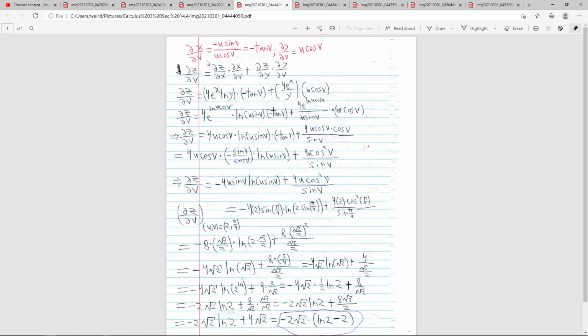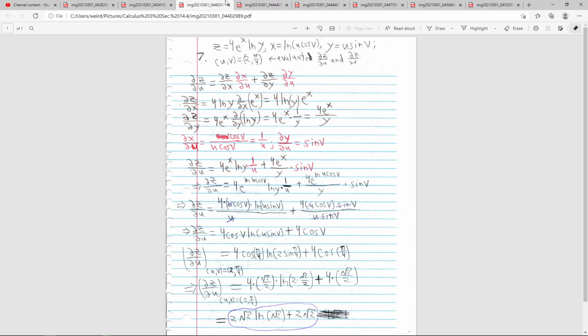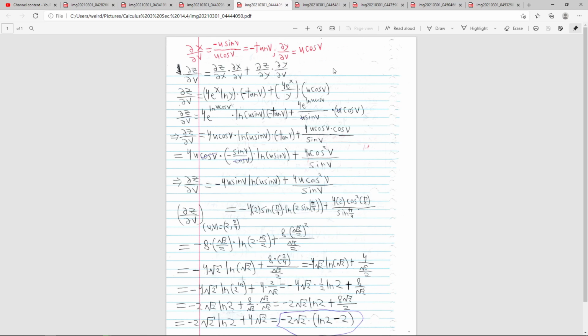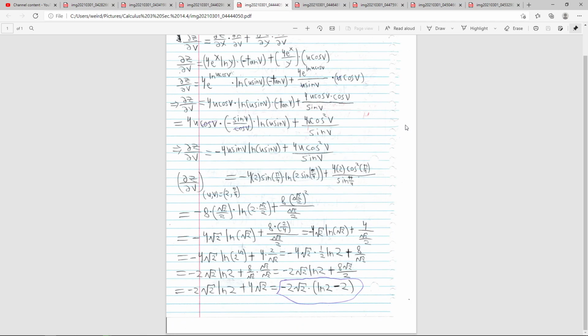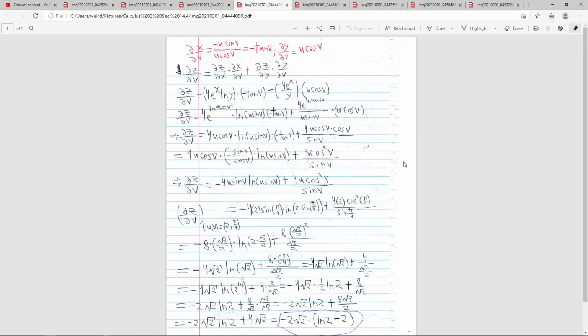Here's the next part, dz/dv equals dz/dx times dx/dv plus dz/dy times dy/dv. Good thing you already have dz/dy and dz/dx from this part, at least that saves you a little step. You just have to figure out dx/dv and dy/dv. It's just as complicated as before. And you get the final answer when you evaluate at the point given.